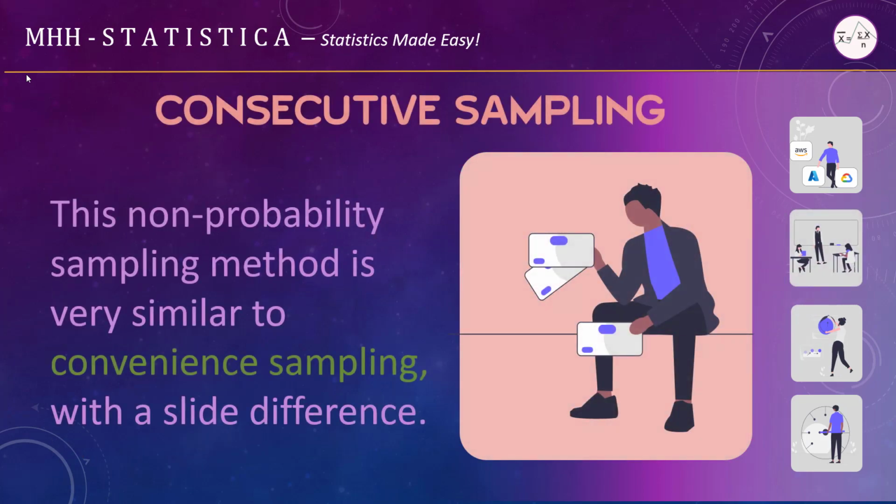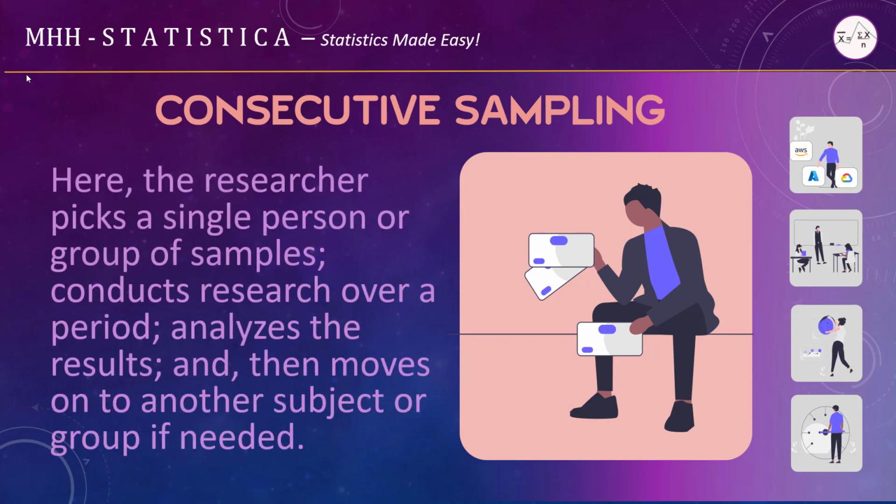The next one is consecutive sampling. This is a non-probability sampling method which is very similar to convenience sampling but with a slight difference. Here the researcher picks a single person or group of samples, conducts research over a period, analyzes the result, and then moves on to another subject or group if needed. In addition, consecutive sampling gives a researcher a chance to work on many topics.